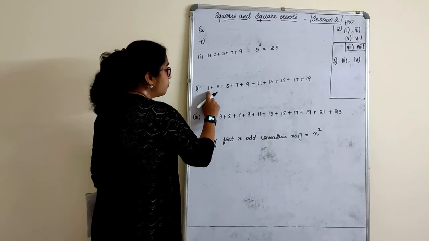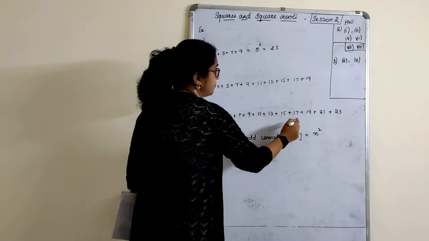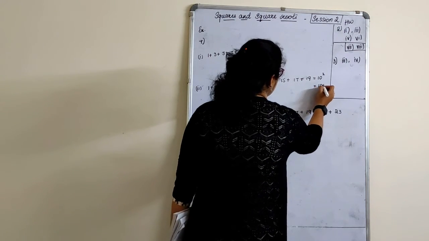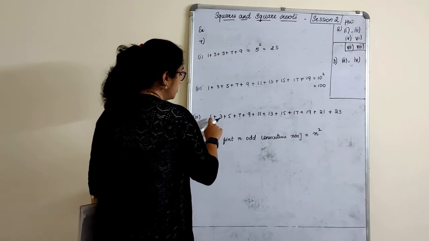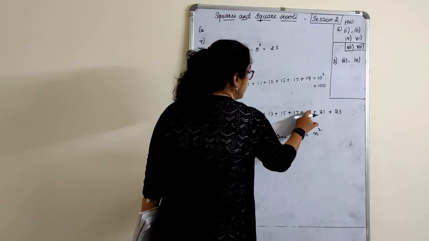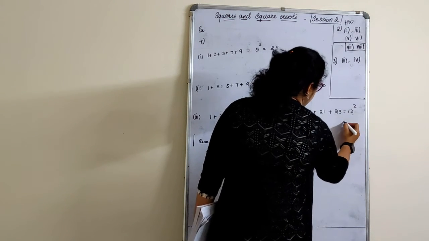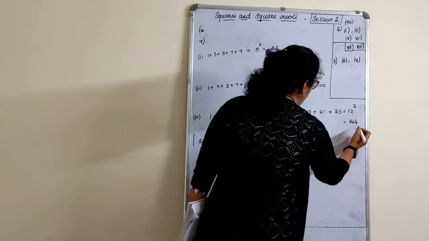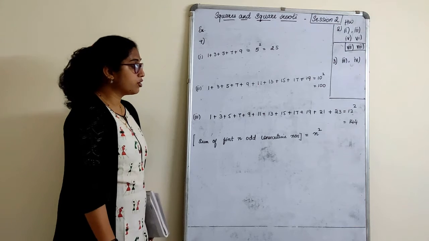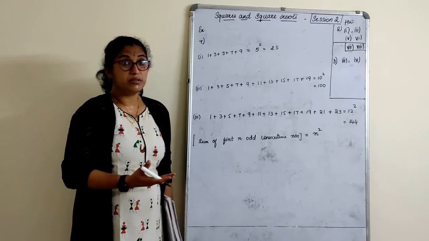Look at this. 1, 2, 3, 4, 5, 6, 7, 8, 9, 10. The answer is 100. Look at this. 1, 2, 3, 4, 5, 6, 7, 8, 9, 10, 11, 12. The answer is 12 square, 144. That means the sum of the first n odd consecutive numbers is n square.